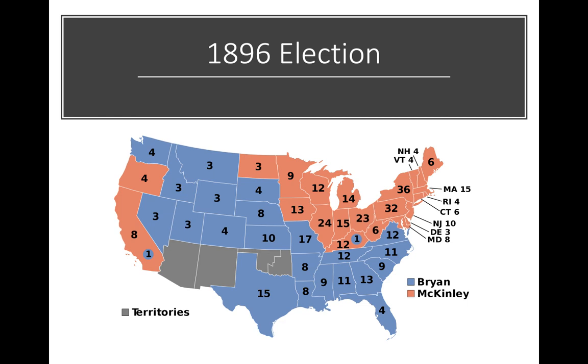And once McKinley gets into office in early 1897, the Republicans do pass the Gold Standard Act of 1900, officially pegging the value of the US dollar to the value of gold. And then they also pass a higher tariff. So they raise the tax on imported products with the Dingley Tariff of 1897.